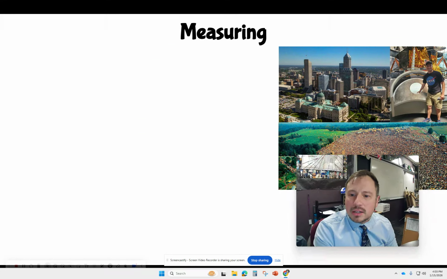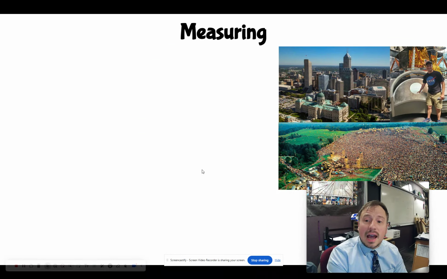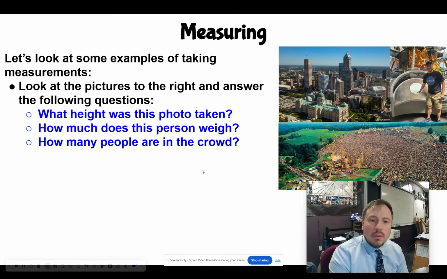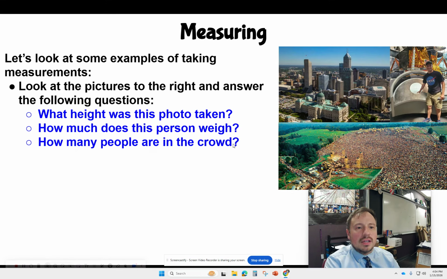Now let's talk about measuring units and how, once we're taking data, we need to record some of them. So I want you to take a look at some of these pictures to the right. I just want you to say, what height do you think this photo was taken from? What would a good estimate be?